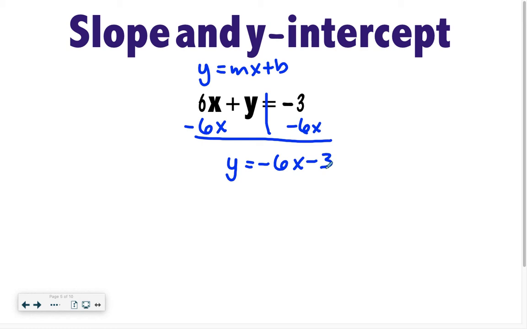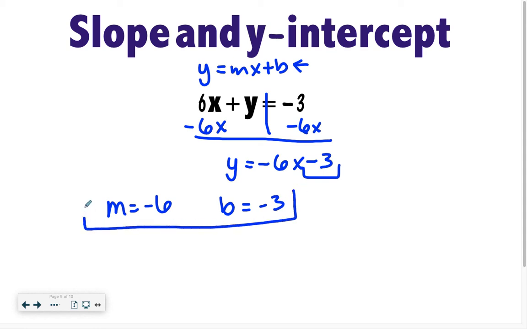Now that it's in slope-intercept form, it matches our correct form. What I can do is say y equals negative 6x minus 3. Our slope is negative 6. Our y-intercept is negative 3. That is my final answer.